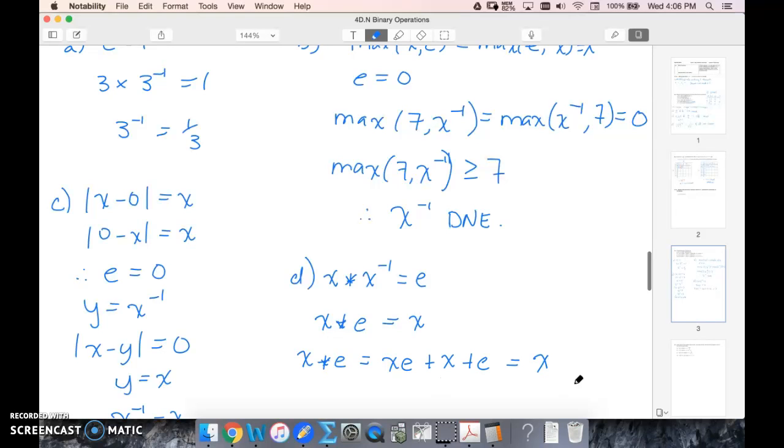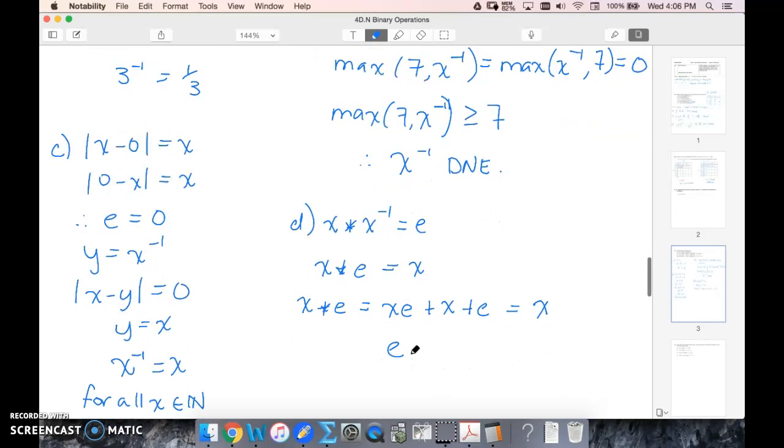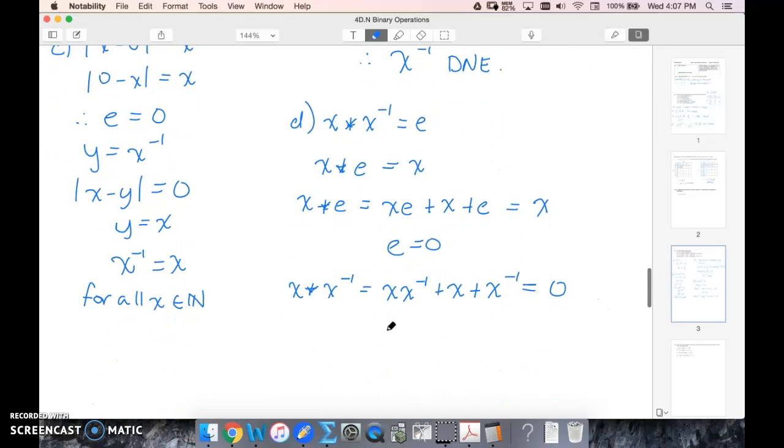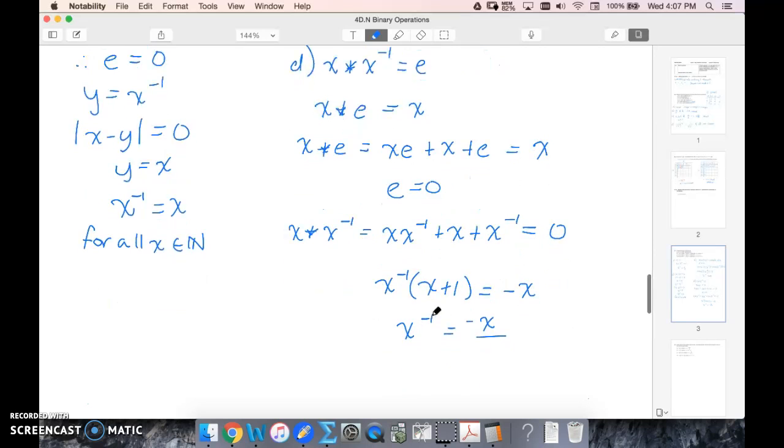Also, looking at this, I can see that e is equal to 0. Right? So now I need x star x inverse to equal my identity element. So x star x inverse is going to give me x times x inverse plus x plus x inverse, and I want to get 0. So solving for x inverse, I'm going to factor it out. I'm going to get x plus 1 times x inverse equals negative x, moving this to the other side. So x inverse is negative x divided by x plus 1.